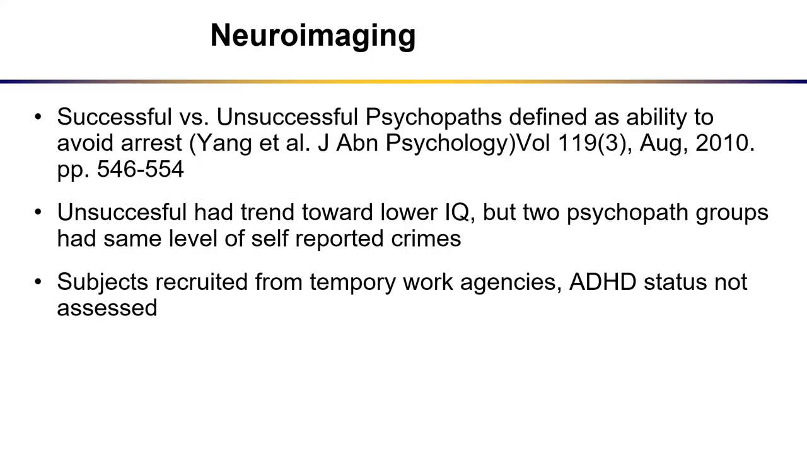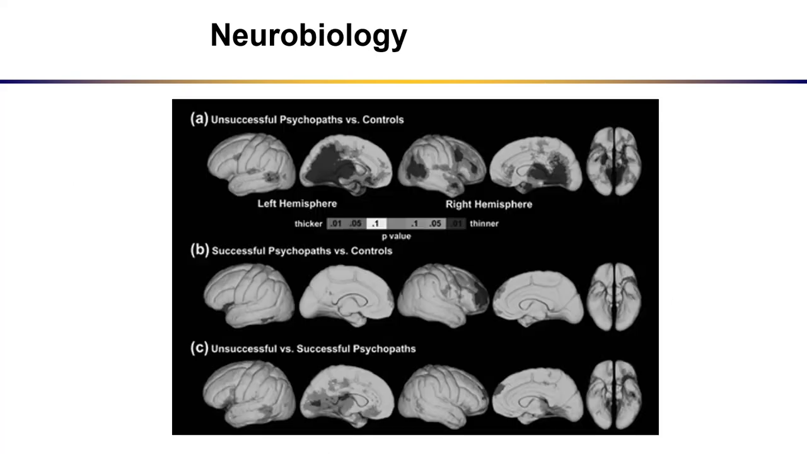All right. So finally, let's look at psychopaths. Psychopaths generally have a lack of remorse for what they do. And Yang and his colleagues looked at both successful and unsuccessful psychopaths. And they defined successful as that they avoided arrest. And they did structural imaging with these guys. I think there were some women in there.